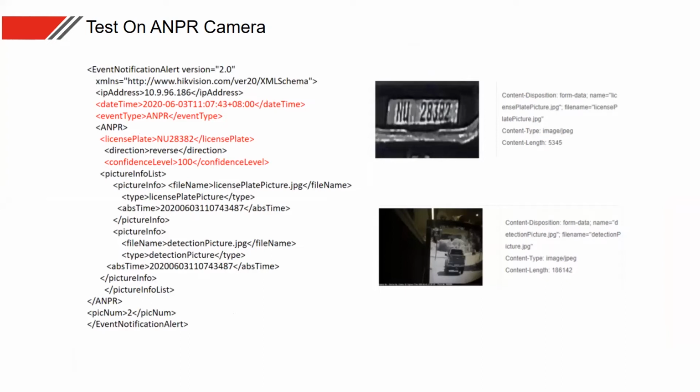So here we show some examples about different types of our cameras. Here we show an example for an NPR camera, the license plate recognition camera. So what kind of data can you get? This is a real-time event. When the car just passes the camera, the camera will upload a real-time event. From it you can get the event type, the NPR, the captured license plate number, and the confidence level, so how accurate it is.